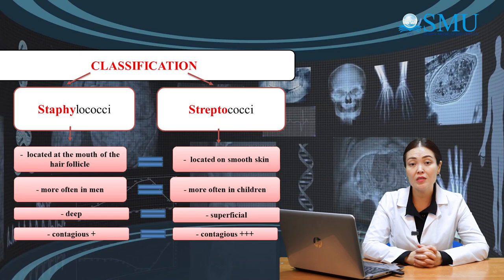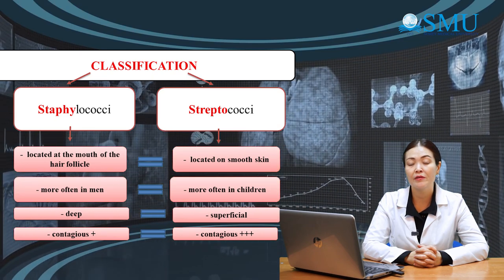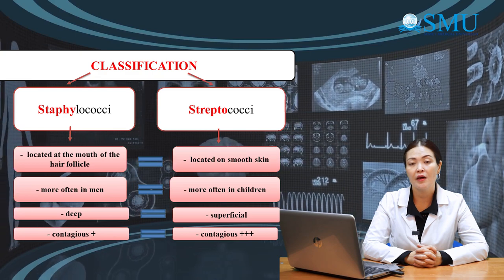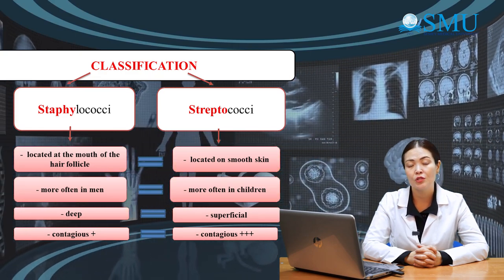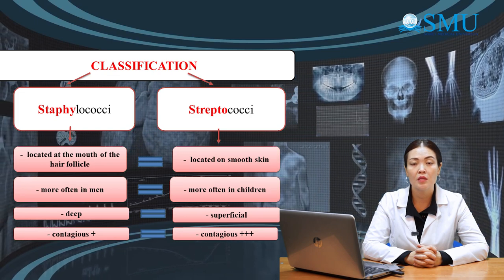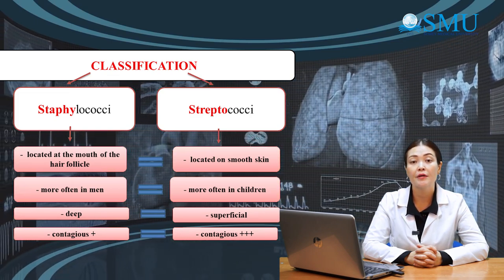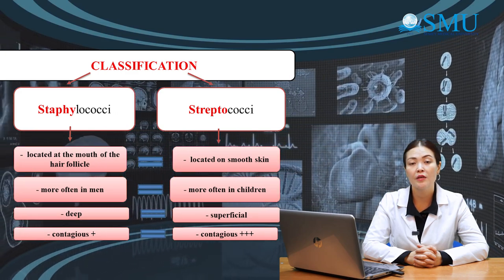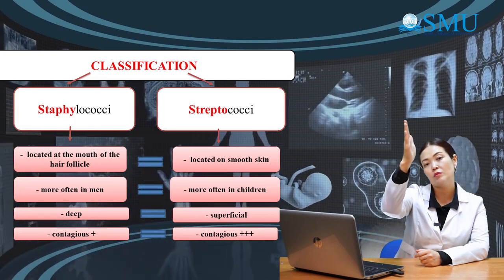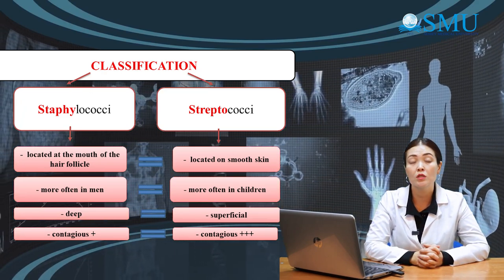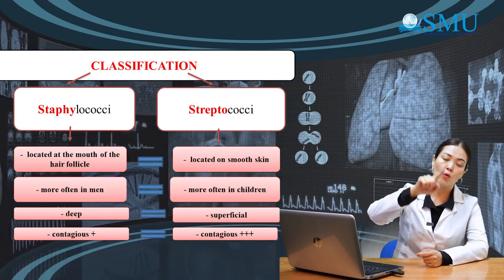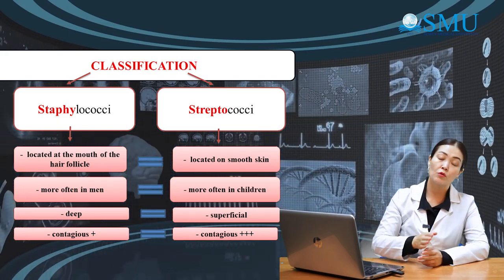And more smooth skin, skin without many hair follicles, is what our children have. So it means that by epidemiology, children more commonly have Streptococcus type of bacterial infection. In the first lecture, we spoke about skin appendages, and we said that hair is a skin appendage located from the subcutaneous fat, dermis and epidermis. So mostly all types of Staphylococcus infection will be deep, because the hair follicle goes through all layers of our skin. That's why the pathological process will be deeper.